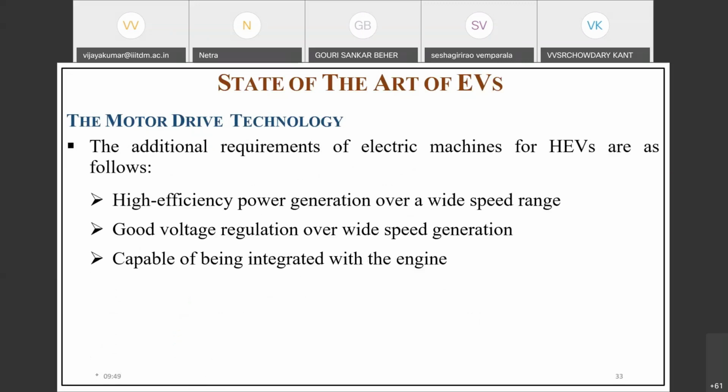So now, when we talk about hybrid electric vehicles, what are the requirements? Here I'm talking about extreme conditions. When you are designing your electric vehicle, you have to trade off. In hybrid electric vehicles, you need high efficiency with a wide speed range, and you should have good voltage regulation during regenerative braking, and be able to integrate with the engine. So when you are hybridizing your vehicle, that machine should be compatible with the IC engine. That is also one of the points when you are going through hybridization.